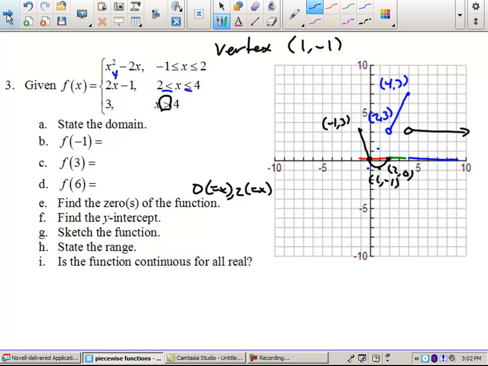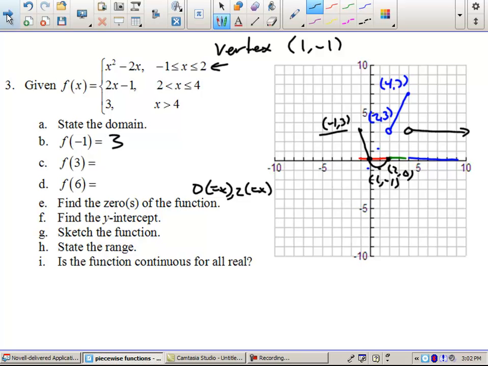So here's what my graph looks like. It's broken up into 3 pieces. What is f of negative 1? Negative 1 belongs to the first function. If I plug in negative 1, I think I already did that, I get the value 3. And so I've got the point (-1, 3) on the graph.